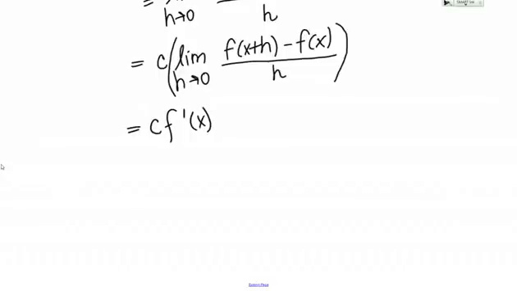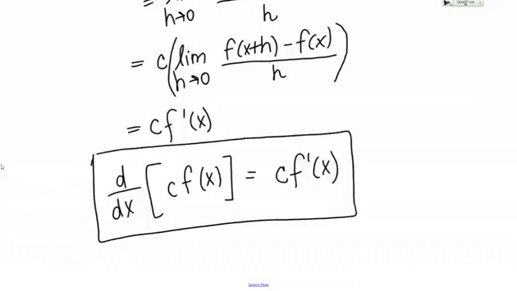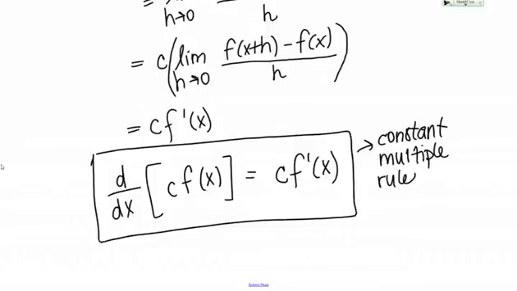So what have I just discovered? I've discovered that the derivative with respect to x of a constant times f of x equals that constant c times f prime of x. And this is the constant multiple rule. So all it's saying is the derivative of c times f of x equals c times the derivative of f of x.